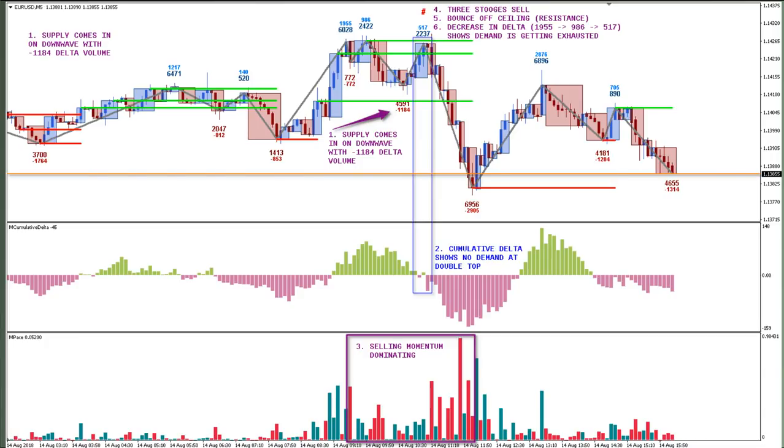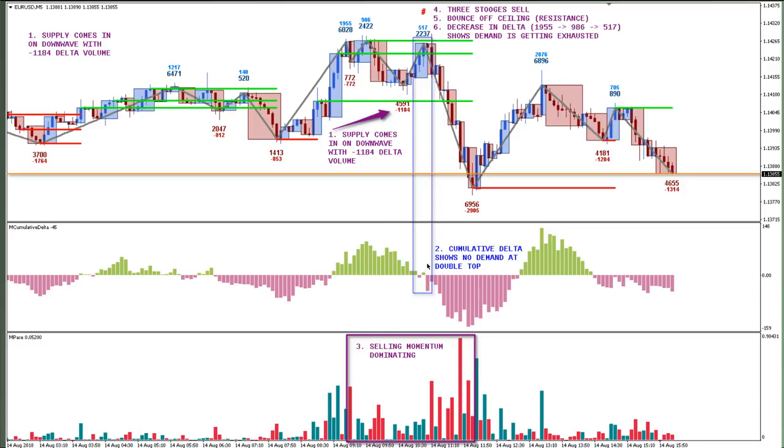Forex. So this is the MetaTrader 4 platform. We're looking at the Euro USD 5-minute chart, and I'm using a 5 pip wave reversal here. And so let's just jump right in. Supply comes in on the down wave. It does, because that's a significant amount of supply here.